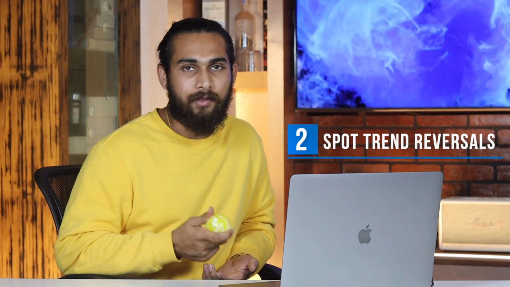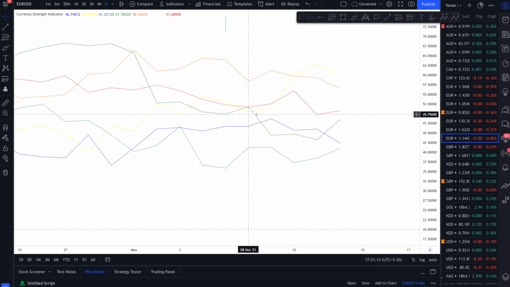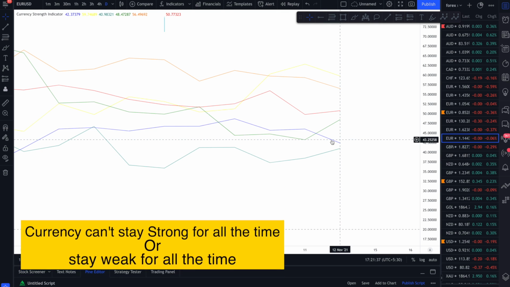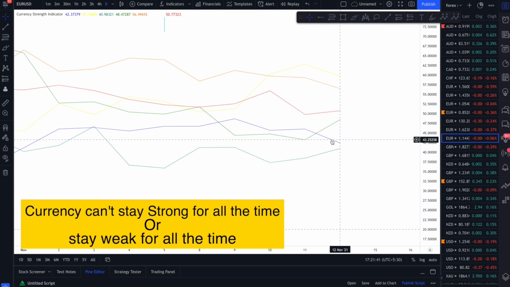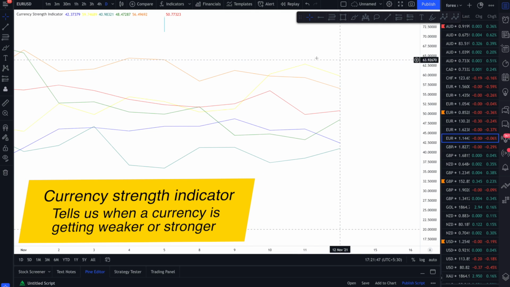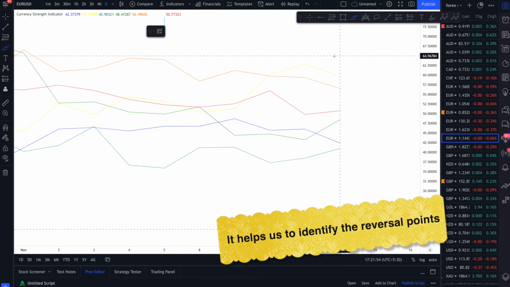Okay, so now let us learn about the second way of using the currency strength indicator, that is to find trend reversals. Now before we move forward, tell me this. You can see the currency strength indicator, right? So if here the US dollar is getting stronger, will it always keep getting stronger? Or if here the Euro is getting weaker, will it always keep getting weaker? No, right? Because a currency cannot stay strong all the time or stay weak all the time. It has to change. So the currency strength indicator tells us when a currency is getting weaker or when it is going to get strong, or it helps us to identify the reversal points.